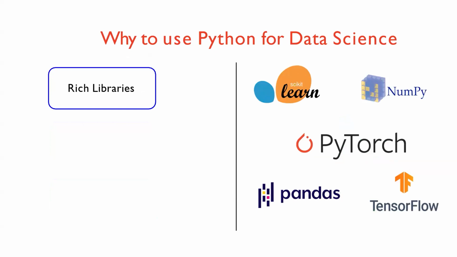Python has different kinds of rich libraries, which are very helpful for data science. Here you can see how many names on the right side? 5. Can someone read the first one? You can see scikit-learn, right? This is scikit-learn.